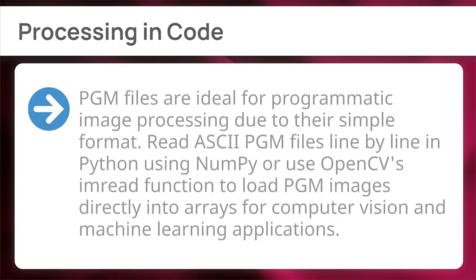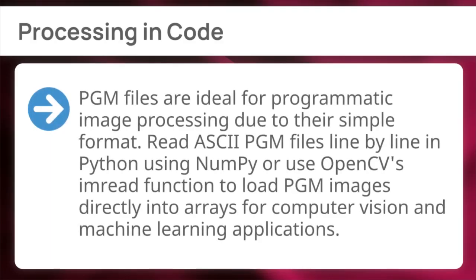Finally, processing in code. PGM files are ideal for programmatic image processing due to their simple format. Read ASCII PGM files line by line in Python using NumPy, or use OpenCV's imread function to load PGM images directly into arrays for computer vision and machine learning applications.